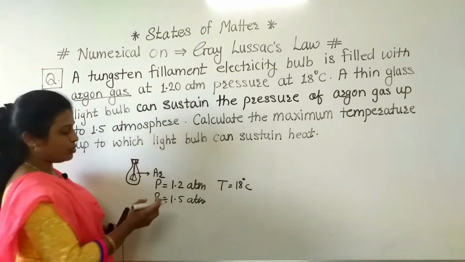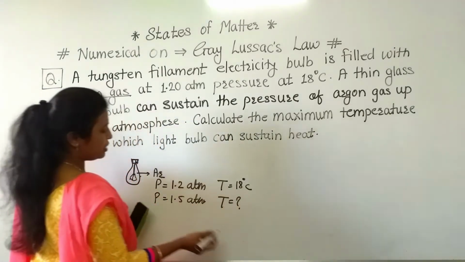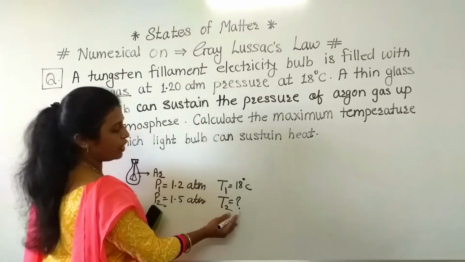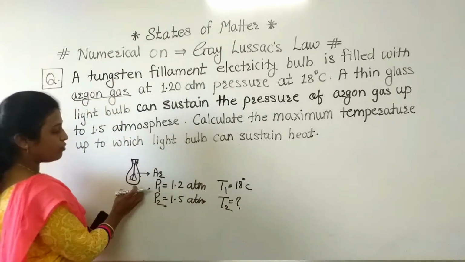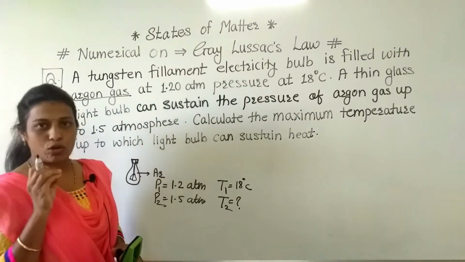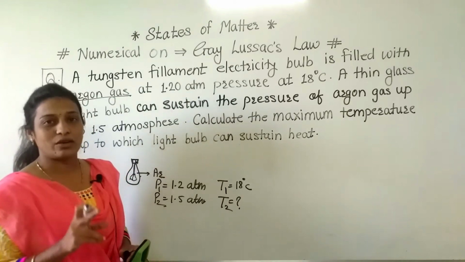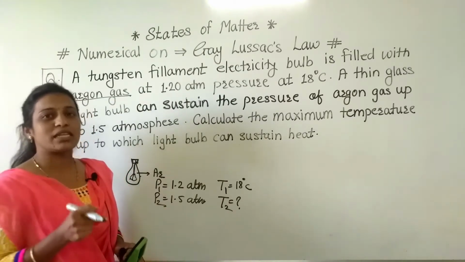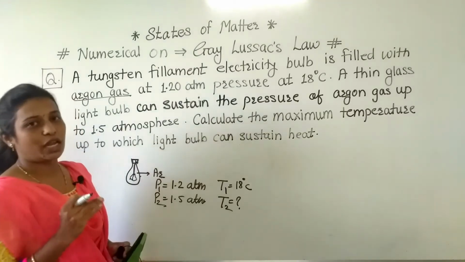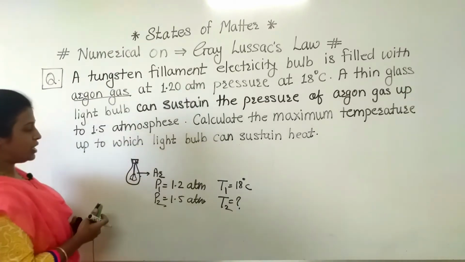Pressure we understood, up to 1.5 atm. But what about the temperature? Here they have given P1, P2, T1, and we have to find out T2. Hope everyone understood the numerical, because whenever we want to solve any question, it is very important to read the question, try to understand it, see what is given and what we have to find out, and according to that we start to solve. Hope everyone understood the given data.